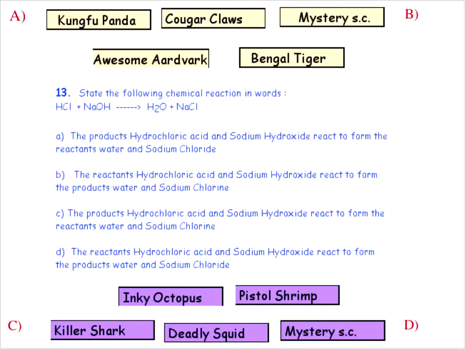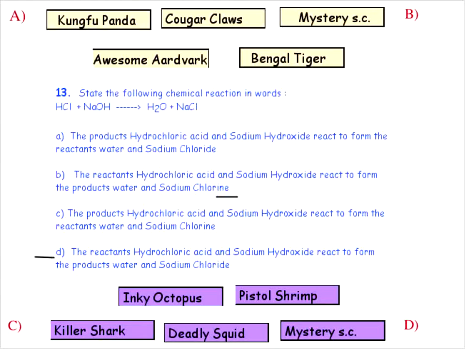Okay, so moving along, this question says, state the following chemical reaction in words. So we know we have hydrochloric acid and sodium hydroxide as the reactants. So we look for one of the answers that has those two as the reactants, and that's B and D. And so now which one is going to be the right one? Well, we know that water is produced as a product and sodium chloride. So products are water and sodium chlorine. Oops, chlorine, it should be chloride, because the ending of the second compound always has to be IDE. So B is not correct, but D is correct.